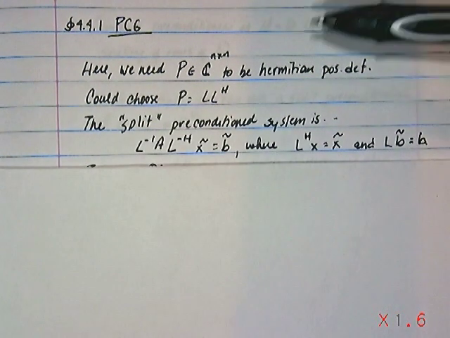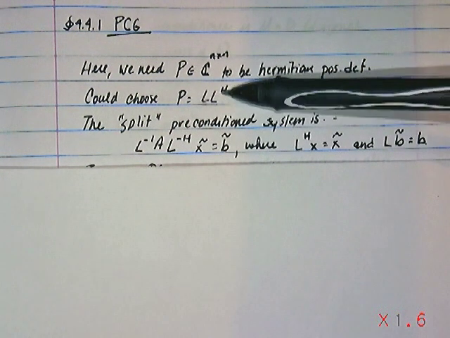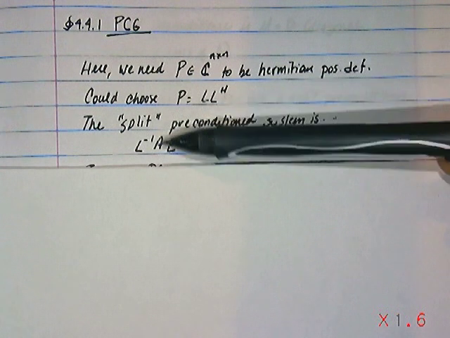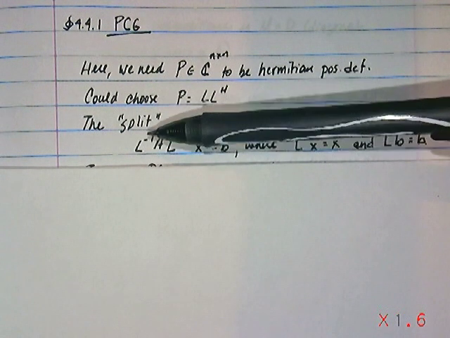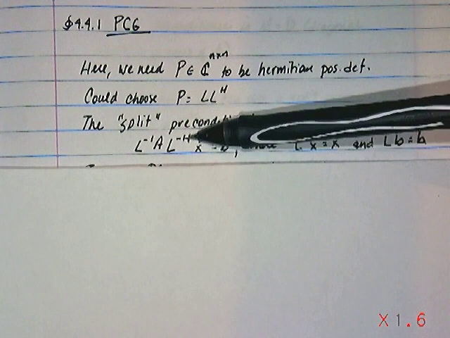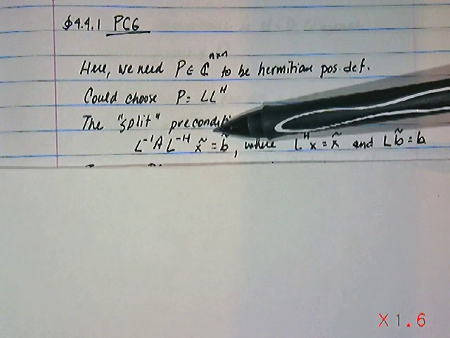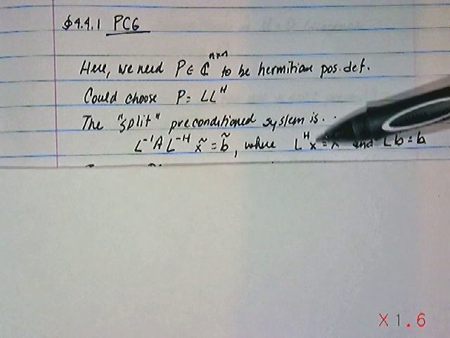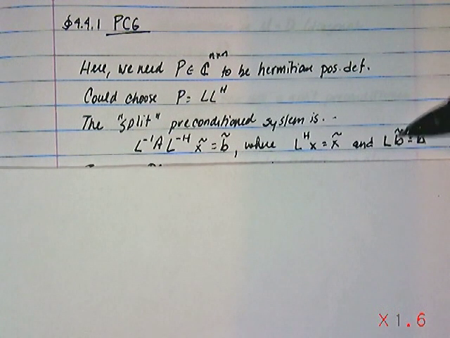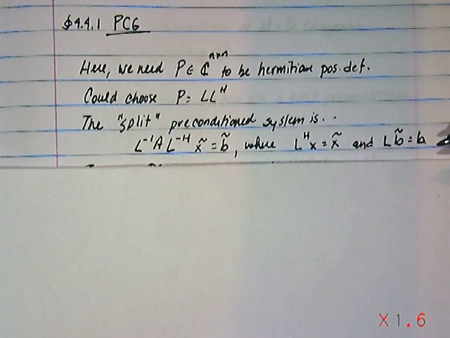So such a split preconditioned system would be something like this: if you have your preconditioner and its Cholesky factors, you could precondition on the left and the right, on the left by L inverse and on the right by L inverse Hermitian. Okay? And you would be solving this perturbed system here, where L^H x is this x tilde and L b tilde is equal to b, where x and b are the original solution and the original right-hand side. That's called a split preconditioned system.